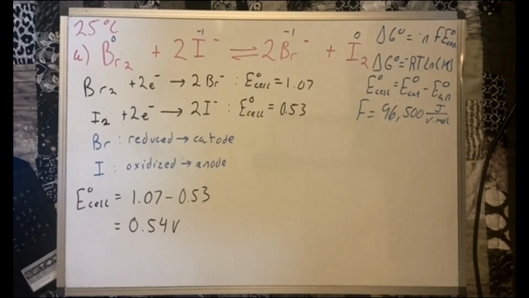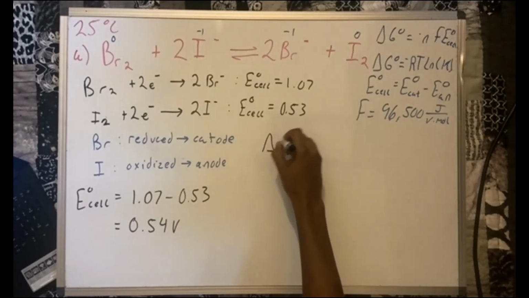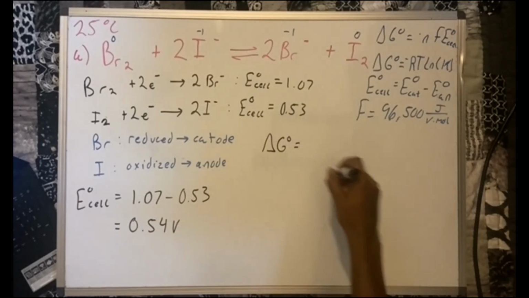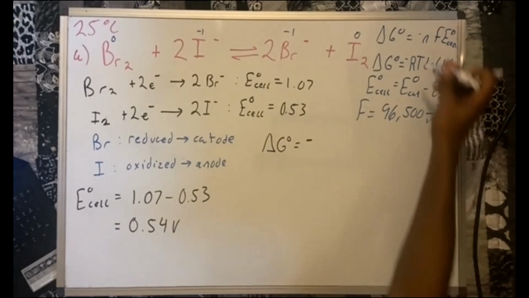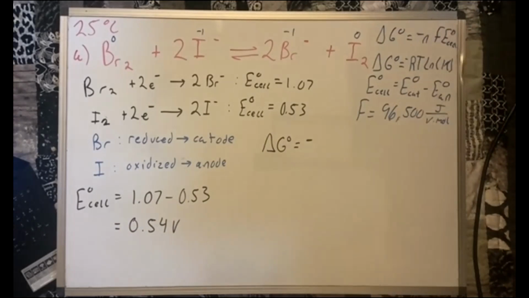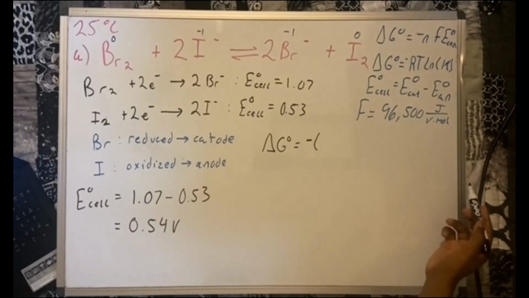Okay, now we have Ecell. We can get delta G. All right, so let's see, delta G naught is negative n, or negative. I don't know if you can see that. It's a negative sign. Negative n. All right, who remembers what n is?